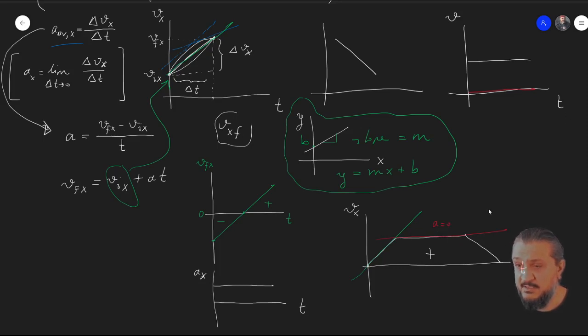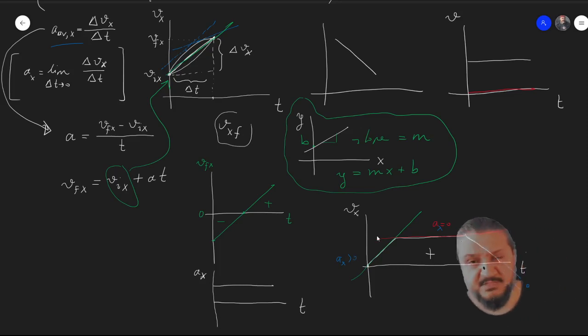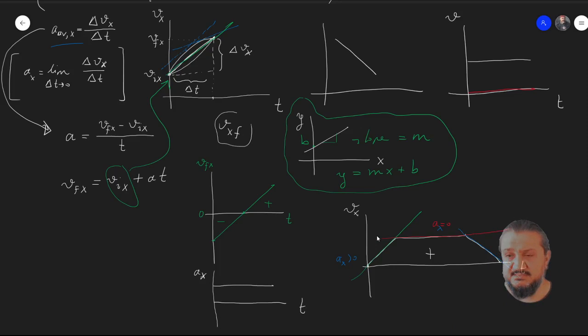And then you have to slow down, right? Which means acceleration is negative, okay? Or AX, if you will. And the first phase, AX was positive. That's when you were speeding up. So these are all possibilities.